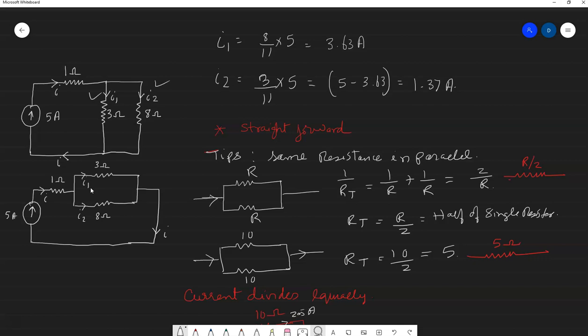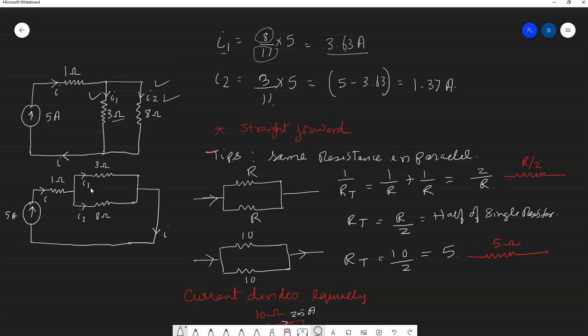So the formula we use is the current in a branch is equal to the other resistance divided by total resistance times the current, which is 3.63. So again, the current in a branch, or the current I2, is the value of the other resistor divided by total resistor times the current. That will give this much. Sometimes, as I mentioned in my previous videos, you can also take away the first current from the total input current.